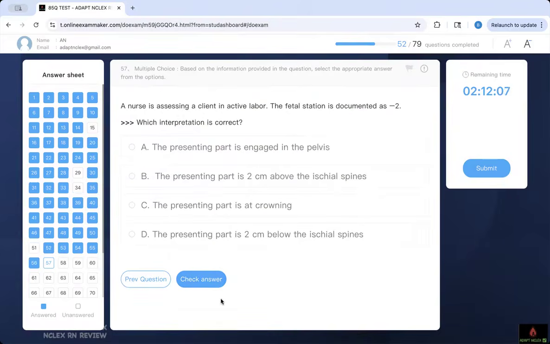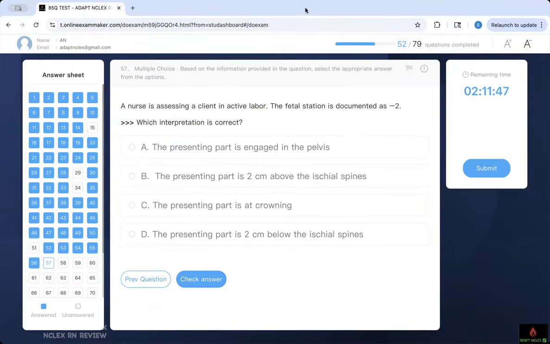And this is assessing the client in active labor, right? The fetal station is documented as -2 station. What interpretation is correct? Presenting part is engaging the pelvis. Presenting part is 2 centimeters above the ischial spine. Presenting part is at crowning. The presenting part is 2 centimeters below the ischial spine.